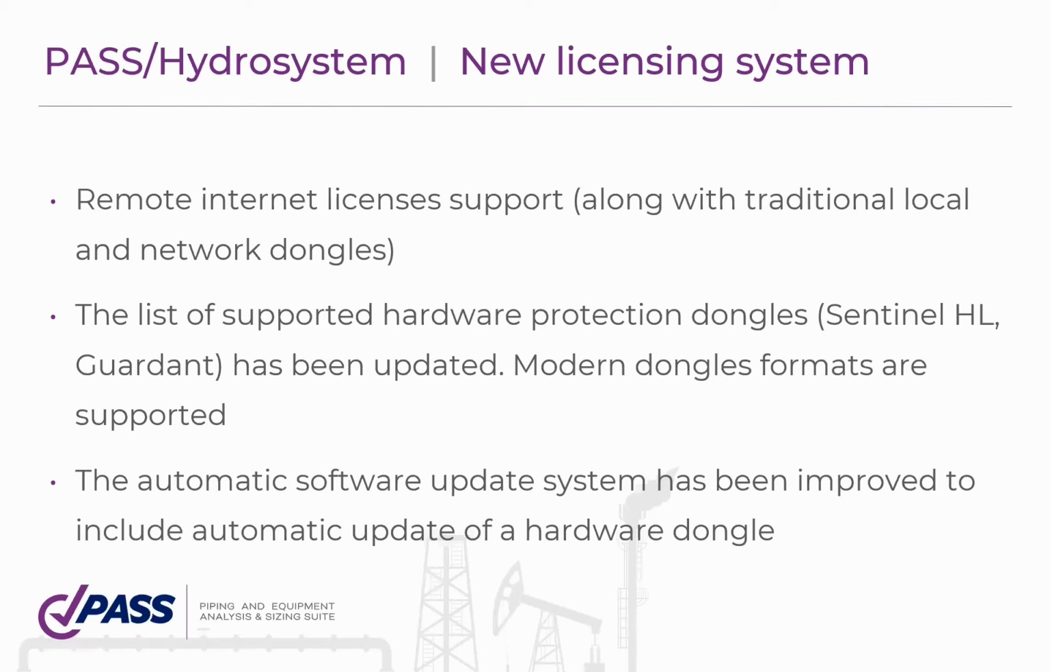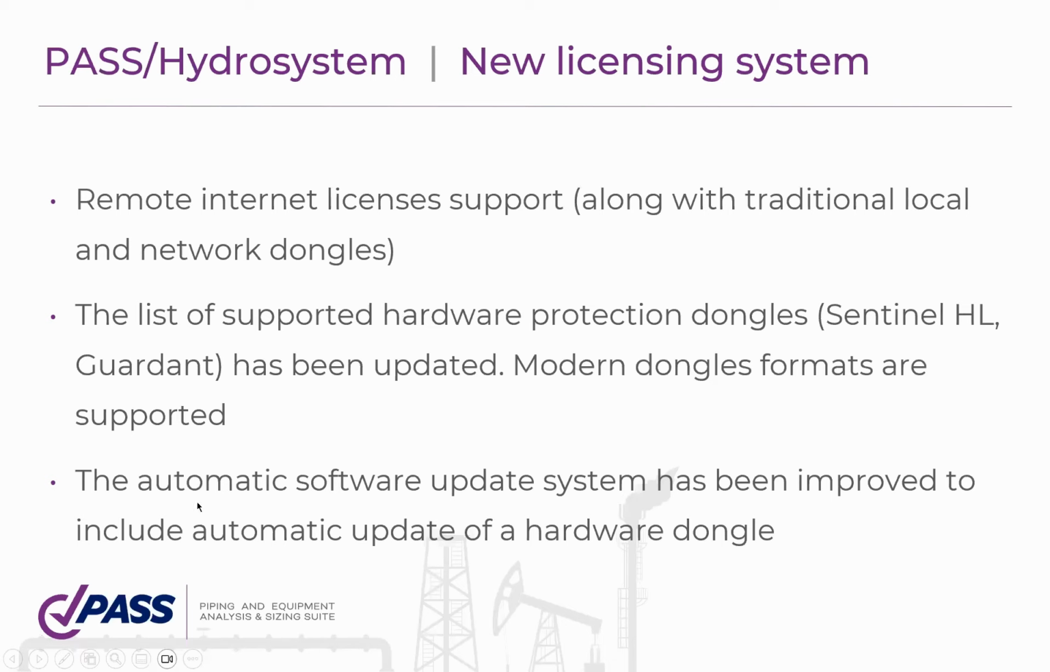That's it. If you have internet on your laptop or PC, that's all you need to make this license work. You simply connect HYDROSYSTEM, and it automatically connects to our licensing server and takes licenses from there. But all the normal licenses like hardware local dongles and network dongles are also supported, and we now support some new modern dongle formats. So we added those in our new licensing system too.